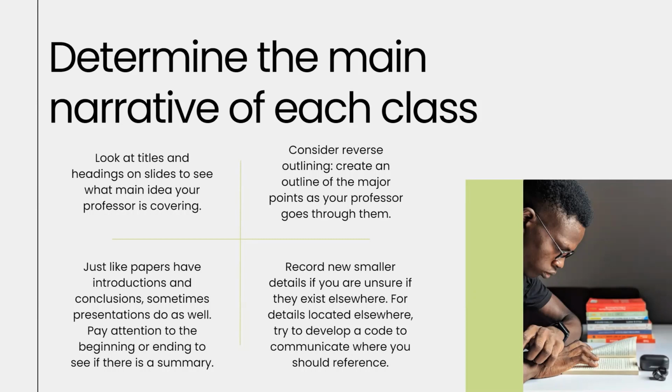Of course, this approach doesn't mean that you can never record smaller details, only that you should aim to provide a structure for these details. Write down specific details if you are unsure if they exist elsewhere. But for details that you know are located elsewhere, such as a slide or a textbook, consider developing a symbol or abbreviation to communicate to yourself where you should reference. That will save you time and focus during class while still giving you the tools to locate that information in the future.